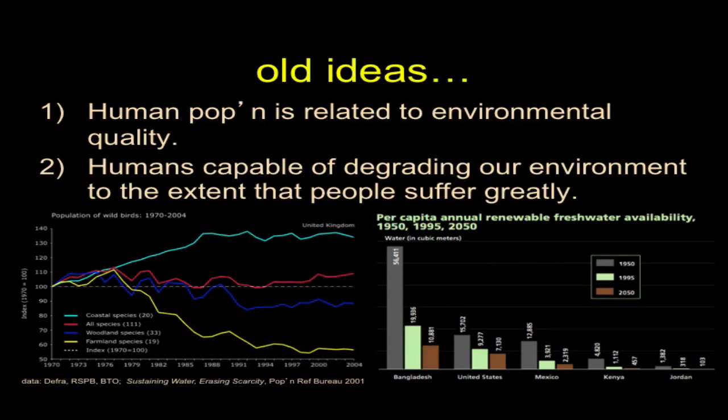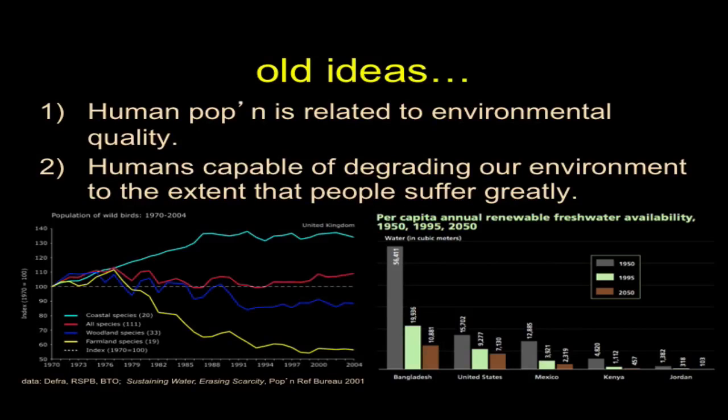So we see a lot of things are roughly similar. Some things are going up. Our coastal species, from this glance, appear to be doing fairly well. Farmland species are totally tanking, right? This dark blue are woodland species. Those birds aren't doing so well either.